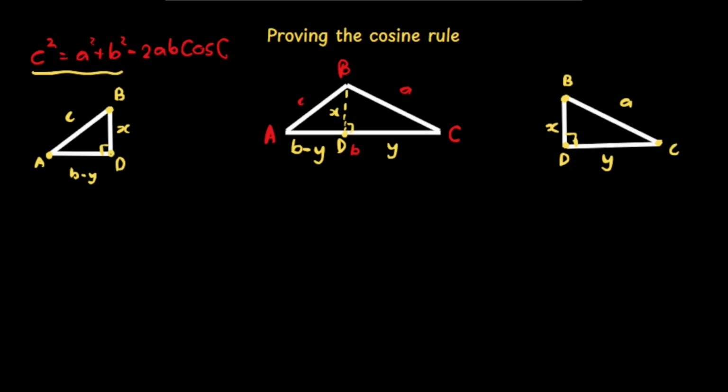So our first step is going to be to use theorem of Pythagoras for both of these triangles. Okay, and we are going to leave the hypotenuse as the subject of the formula in both. In terms of triangle ABD, we can say that the hypotenuse is actually c. So applying theorem of Pythagoras, we will get c squared is equal to x squared plus (b minus y) squared.